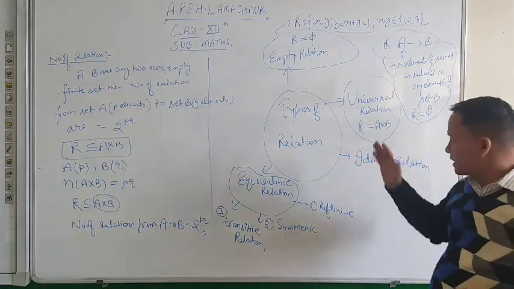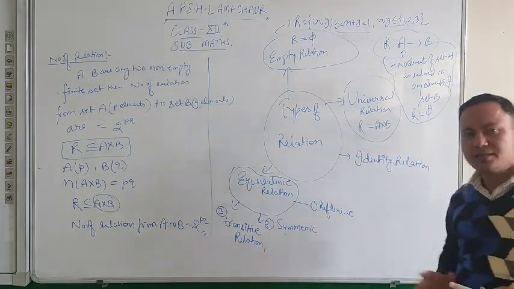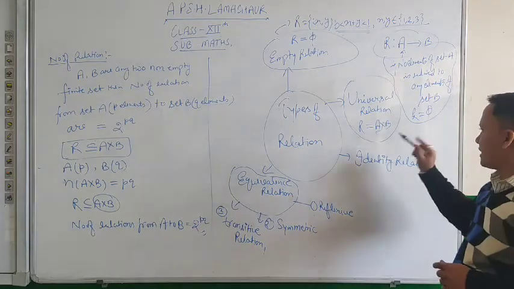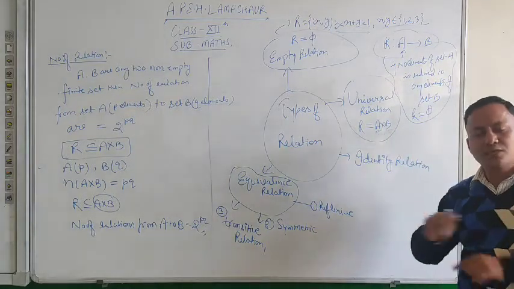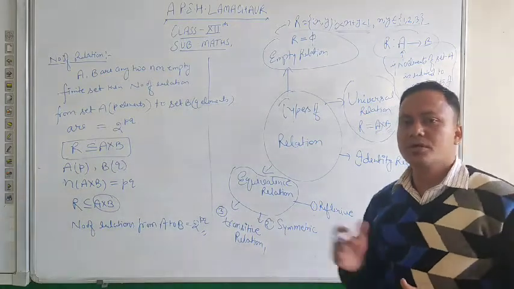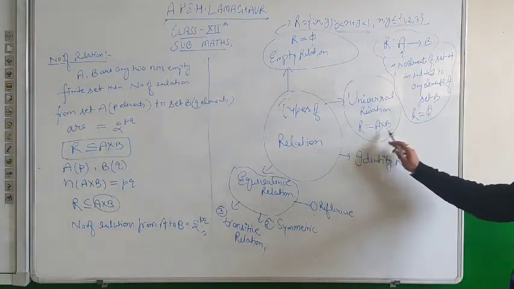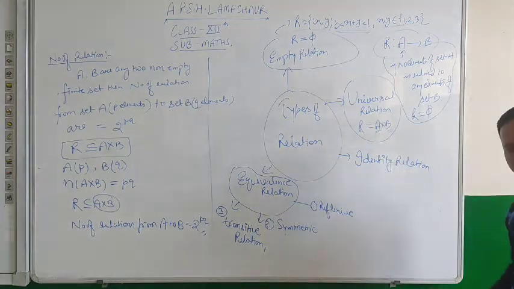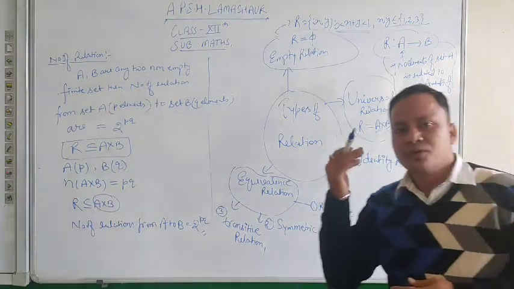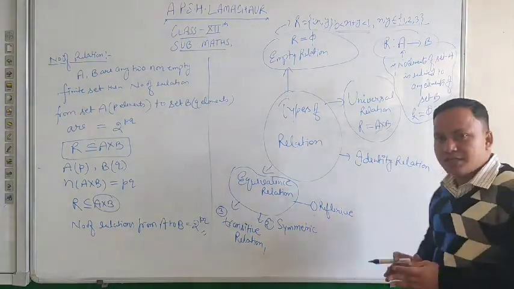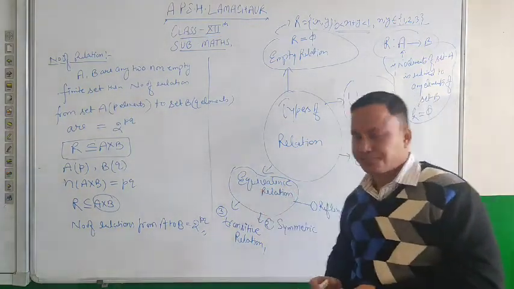If we are writing R is equal to A cross B, it means that every element of set A is related to each and every element of set B. There is no element left which is not related. Okay, so what is universal relation? A relation which is equal to A cross B. अगर A और B के बीच में डिफाइन हो रहा है, अगर किसी सेट का खुद से रिलेशन डिफाइन हो रहा है तो इन दैट पर्टिकुलर केस वी कैन से R is equal to A cross A.